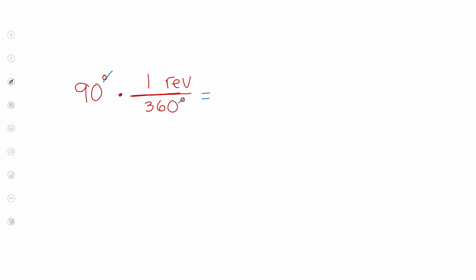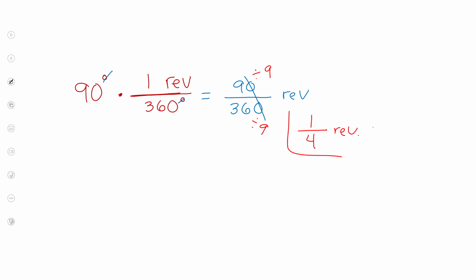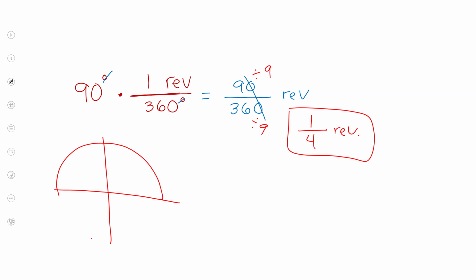So what's 90 times 1 is 90 over 360. Those cancel. We can divide the numerator and the denominator by what? 9. So we get 1 over 4 revolutions, which makes sense if you think about it. This is 90, 180, 270, 360. So a 90 degree is 1/4 of a revolution.